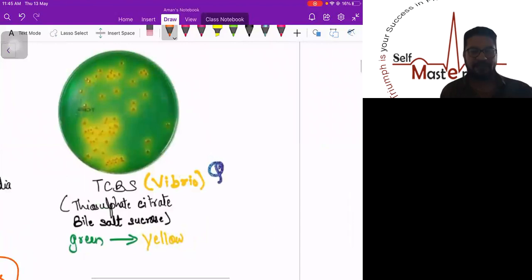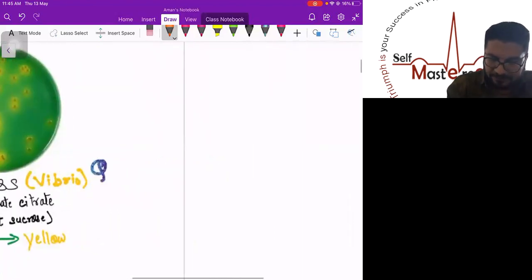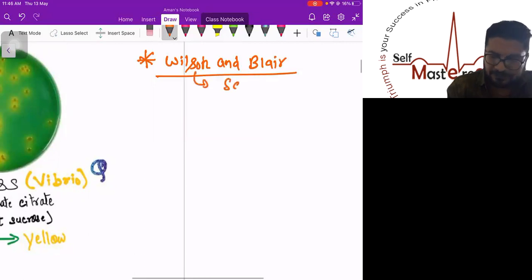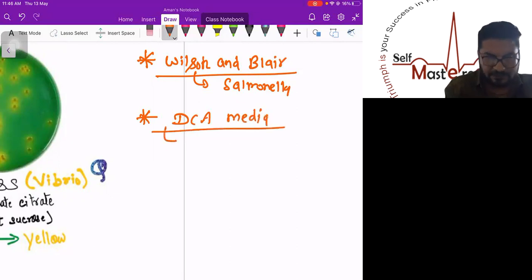The next media is thiosulfate citrate bile salt sucrose, which we call TCBS. This TCBS we use for Vibrio. A few more selective media names: Wilson and Blair media, which we use for Salmonella. Then we have DCA media, which is used for Shigella.